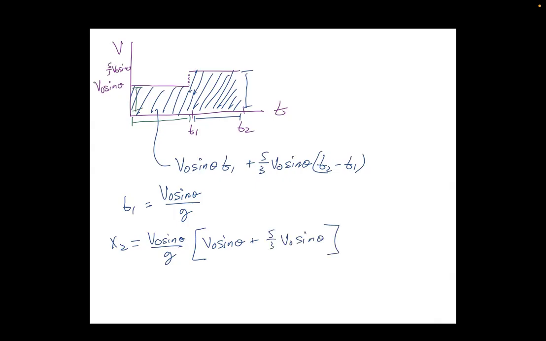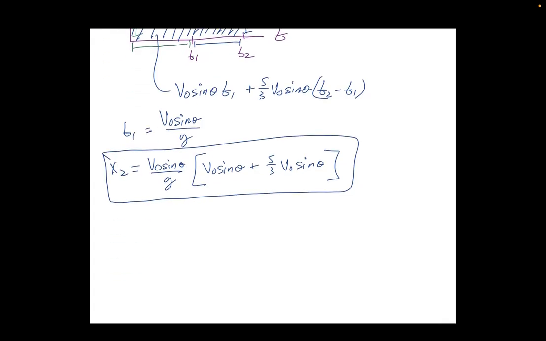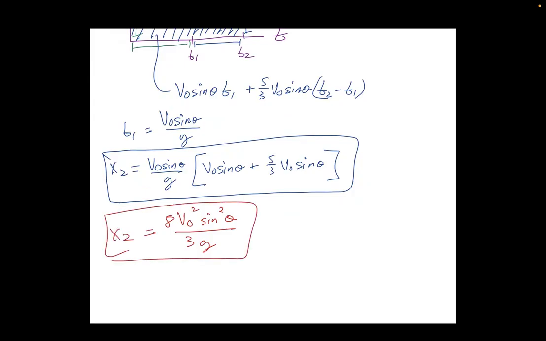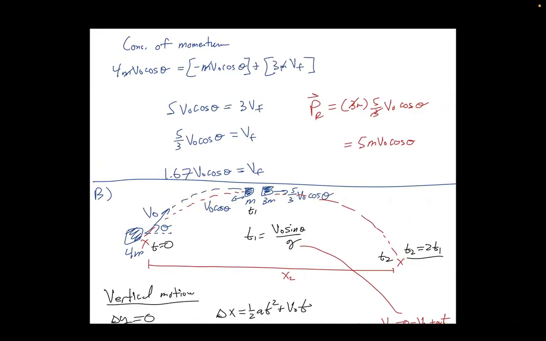I think that should be the answer. And of course, if you wanted to simplify this a little bit, v naught sine theta plus 5/3 v naught sine theta gives you 8/3. So 8/3 v naught sine theta. So it should be 8 v naught squared sine squared of theta over 3g. I think that's the simplified expression. And that's x2. Okay.